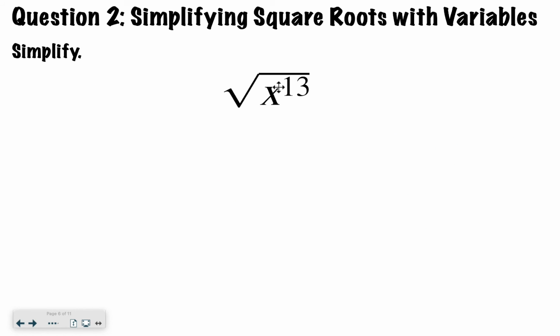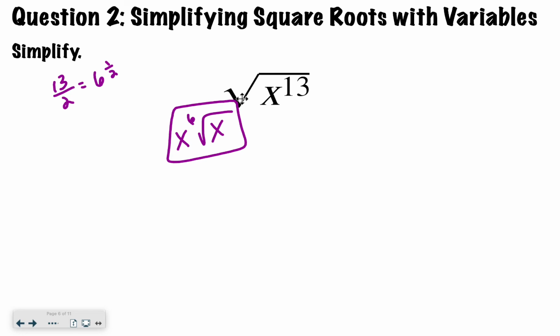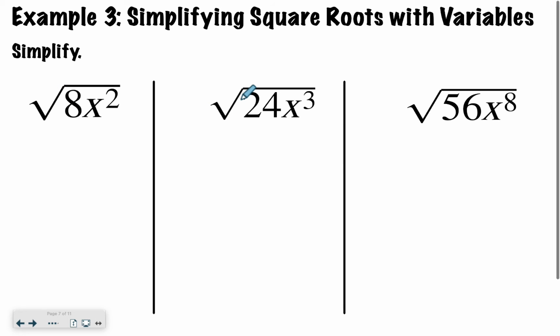All right, I want you to practice with this one, the square root of x to the 13th. Good luck. Hopefully you said x to the 6th times the square root of x would give you your final answer, because there are 6 groups of 2 in the number 13 with 1 left over. If you have questions about that, please be sure to reach out for some help. I'm happy to help you.